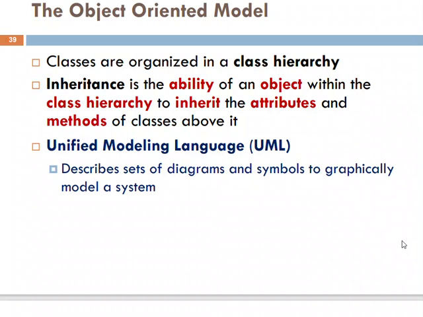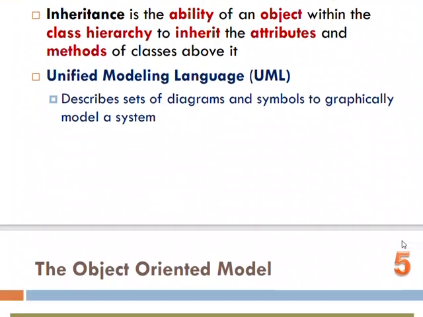Inheritance is the ability of an object within the class hierarchy to inherit the attributes and methods of classes above it. Okay, so dia macam konsep parent dengan child. So child tu akan mewarisi attribute and method of the parent of the class above it. Okay, unified modeling language describes a set of diagrams and symbols to graphically model a system. So untuk object oriented model ni kita akan menggunakan UML. Okay.